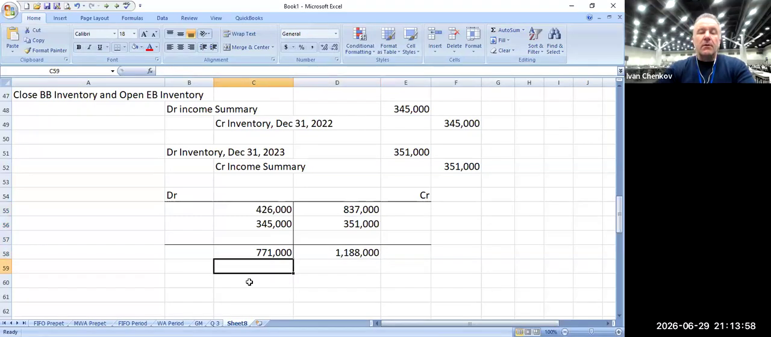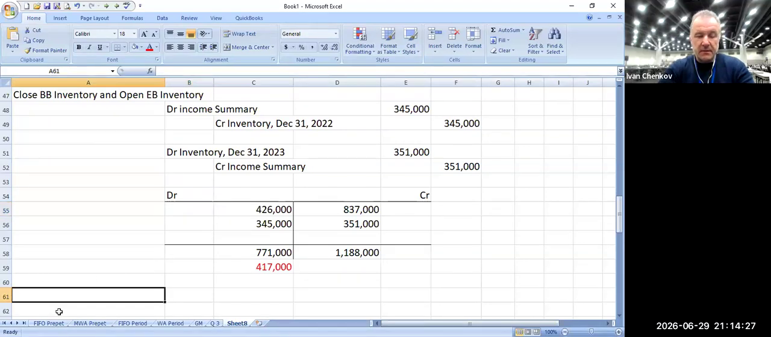So we need something on the debit side. Our credit is higher, which is great. That means the revenue is higher than the expenses. So in that case, we need to balance it and bring it to zero. The amount that we need is $417,000. So what we have to do, we have to debit income summary with the same amount.